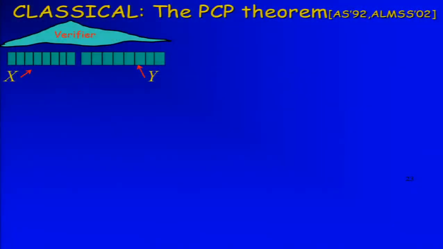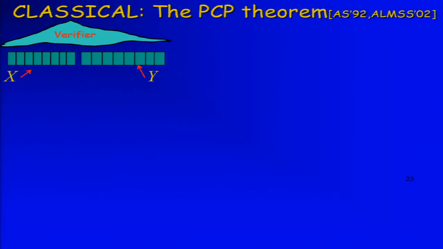So what does the PCP theorem say? PCP stands for probabilistically checkable proofs. So what it says is this. Take your NP problem, and remember NP is a set of problems which can be verified efficiently. If you're given a solution, you can verify it, but finding the solution is difficult.